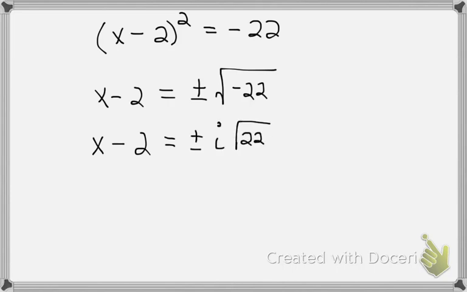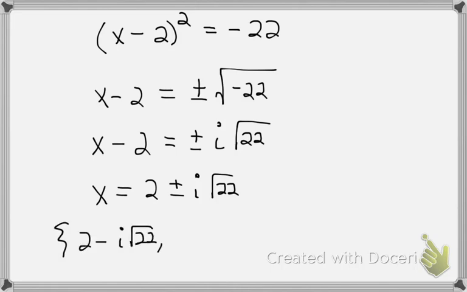When we have a negative under the square root, that is not real, and so we pull the I out, that imaginary unit, to take care of that. And what is my last step? If I want to get x by itself, add 2 to the right. It's not like terms, so x equals 2 plus or minus I square root of 22. So I have 2 solutions in my solution set. One of them is 2 minus I square root of 22, and one of them is 2 plus I square root of 22.